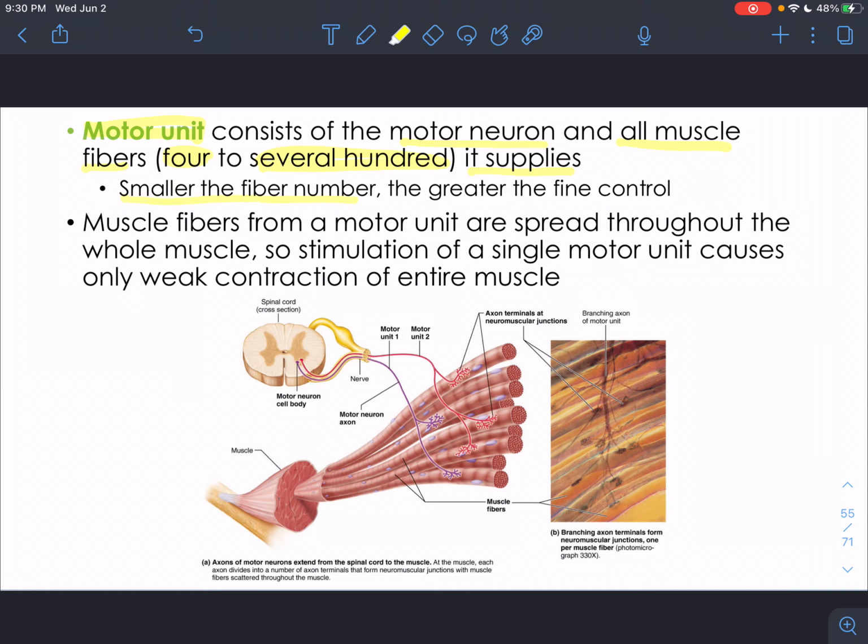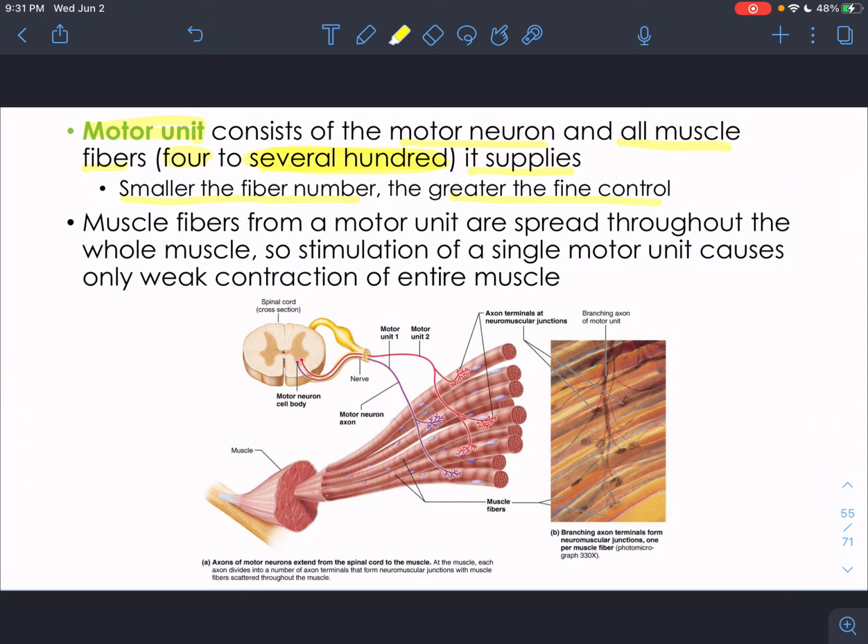The smaller the fiber number, the greater the fine control. So in places where we have really fine control, like our fingers, one motor neuron is only going to innervate a few muscle fibers so that we can have really fine-tuned control. Okay, we have some where each motor neuron is going to innervate hundreds of muscle fibers. That's going to be areas like the quadriceps, where you don't have fine control of all the little muscles, but you have one muscle with a lot of muscle fibers that you want to contract at the same time to do the same thing.